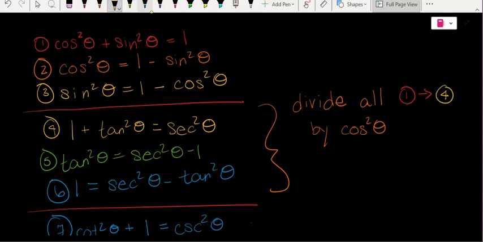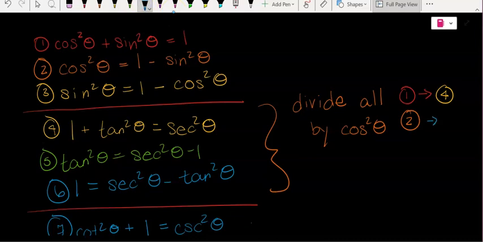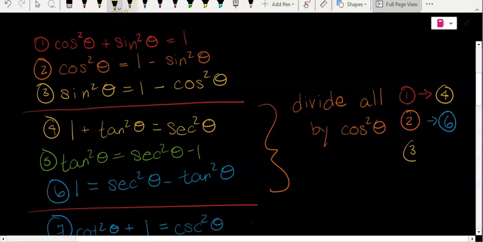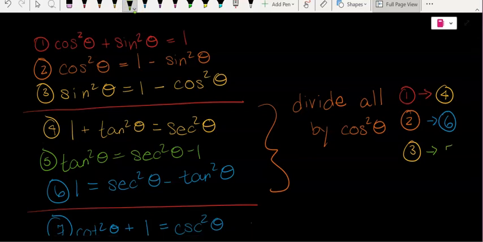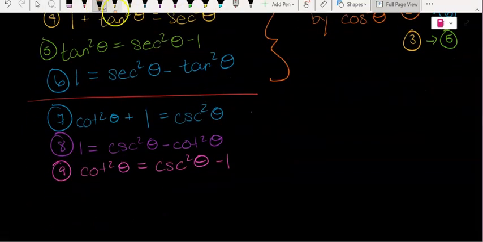Okay. And then if I take equation 2 that I've got right here, if I divide all of those by cosine squared, then I will get equation 6 that I've got right here. And then likewise, if I take equation 3 that I've got right here, and reduce that down, divide everything by cosine squared, then that's going to match with equation 5 right there, okay?